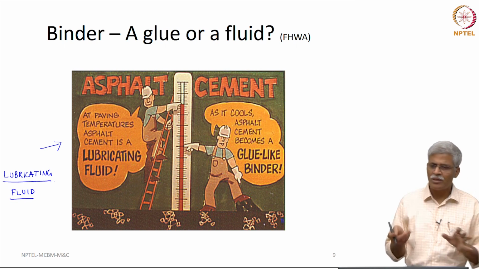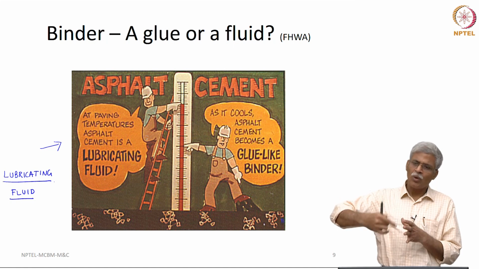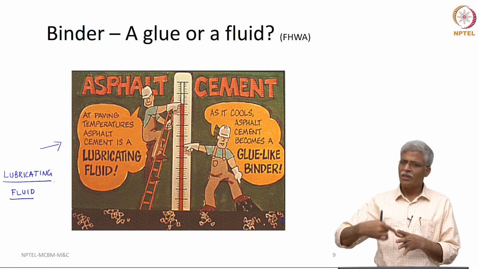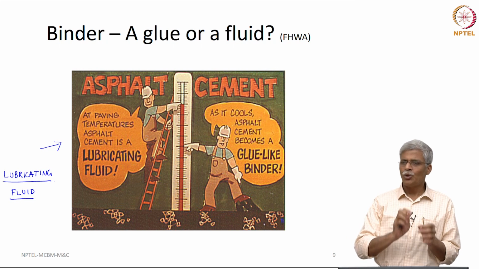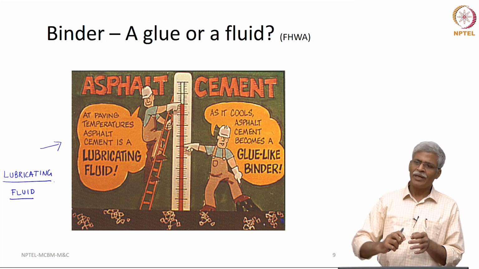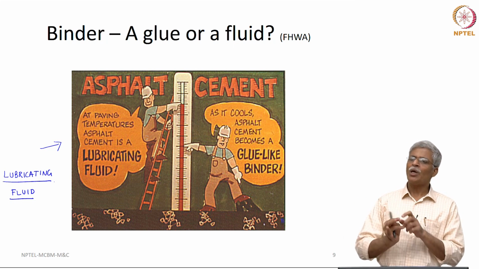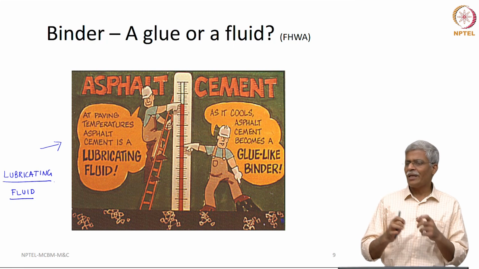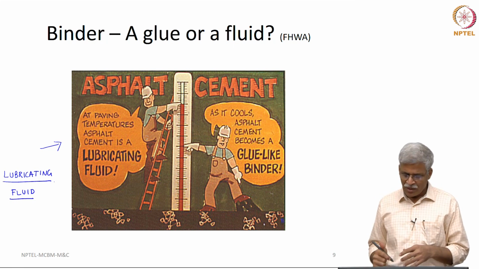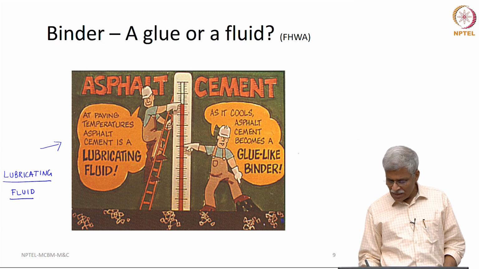So, what it means is, you have aggregates of different shapes and sizes all coated on their surface by the bituminous binder, and this bituminous binder should play the role of a lubricant, so that when the roller is rolling on top of it, this should allow the aggregate particles to get compacted, reach the optimum position. As the mat cools, now we want the same binder to behave like a glue.